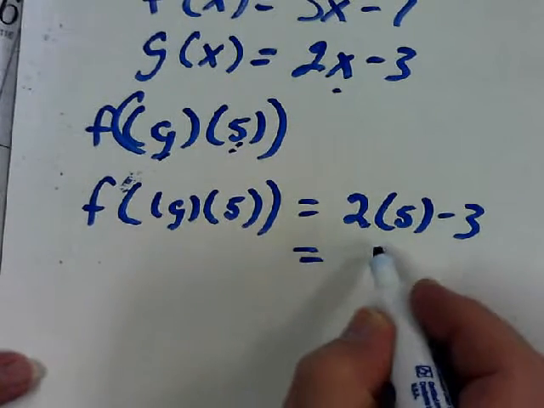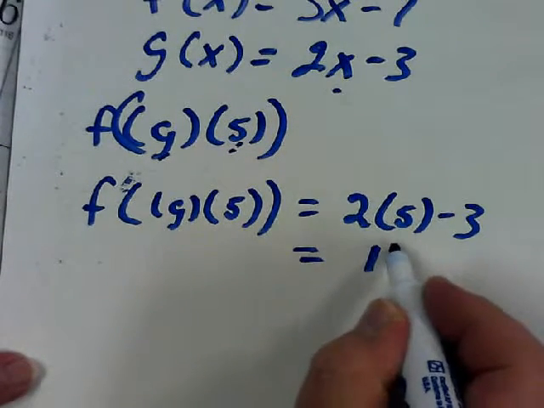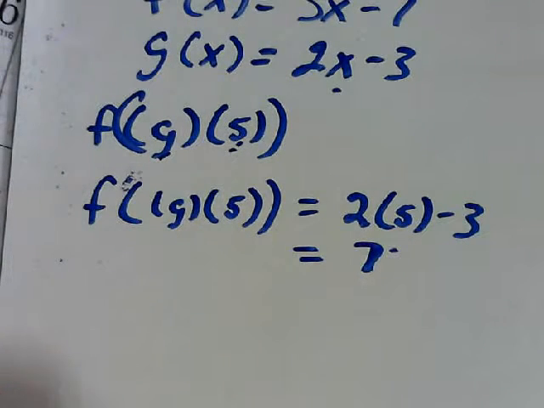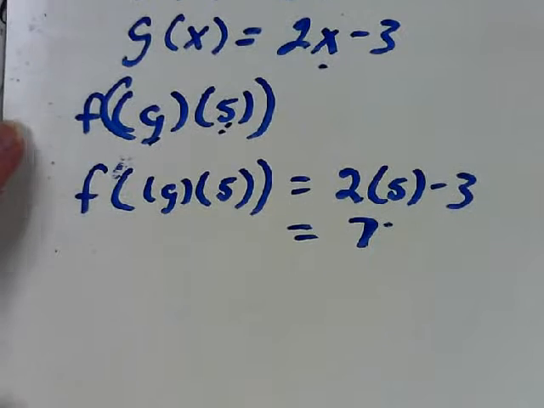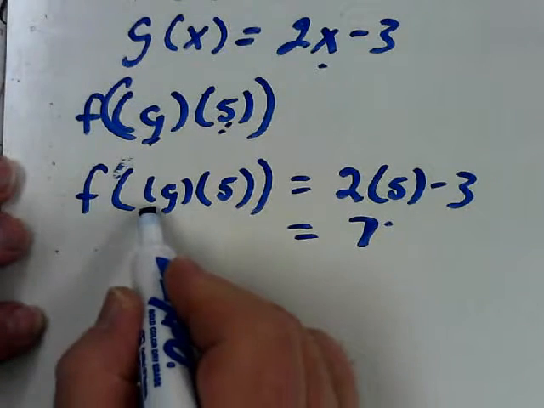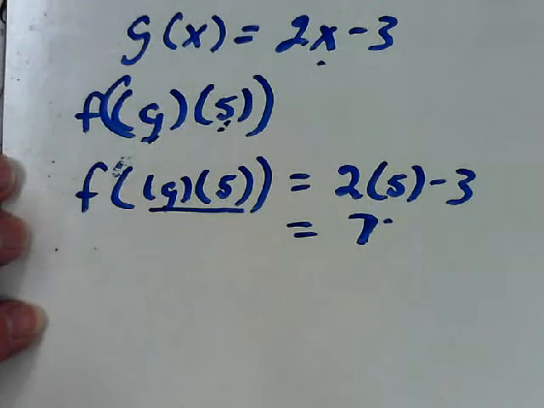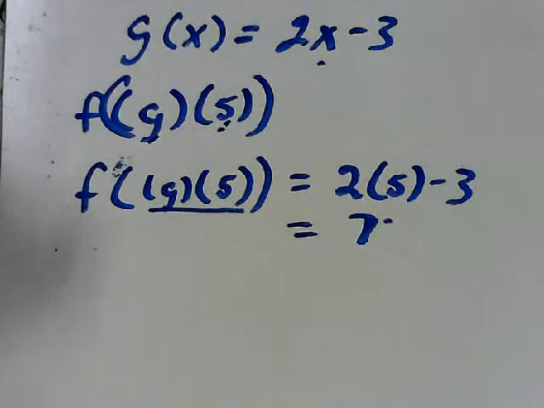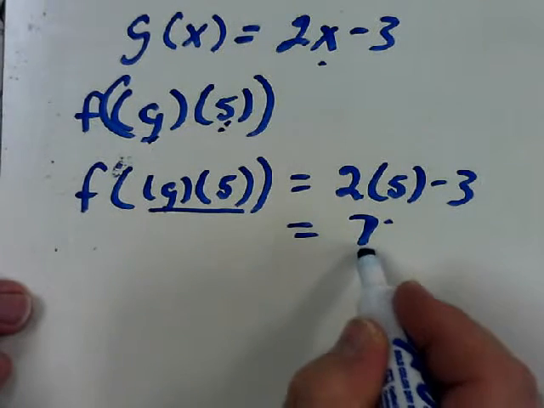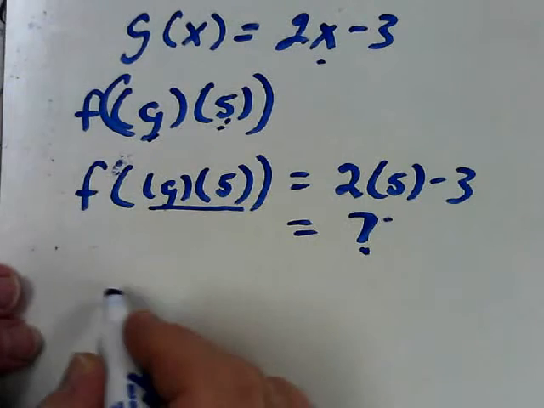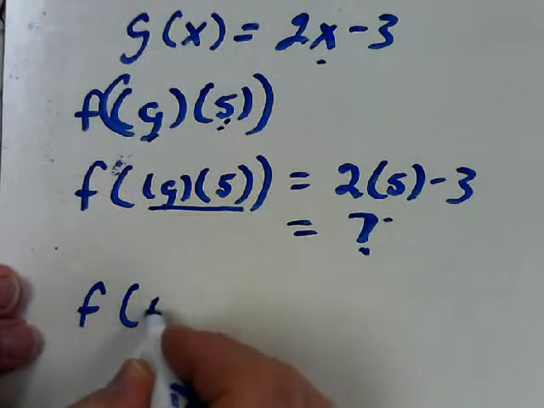which is equal to 2 times 5 is 10, minus 3 is 7, right? That's going to give me the value right here, isn't it? What then will I do with this 7? Put it in the 2x equation for g? Yep.